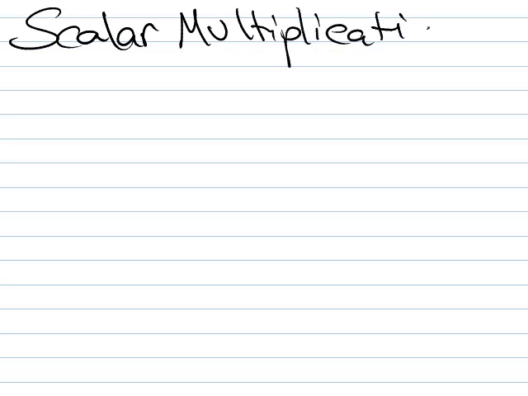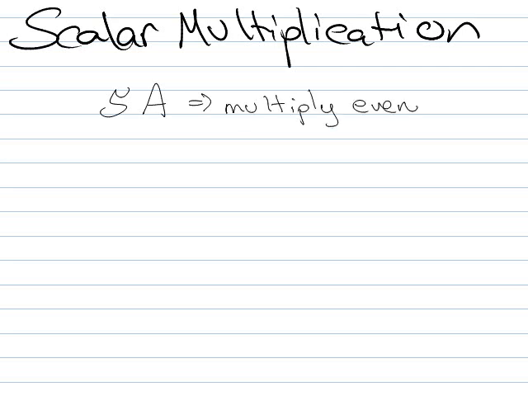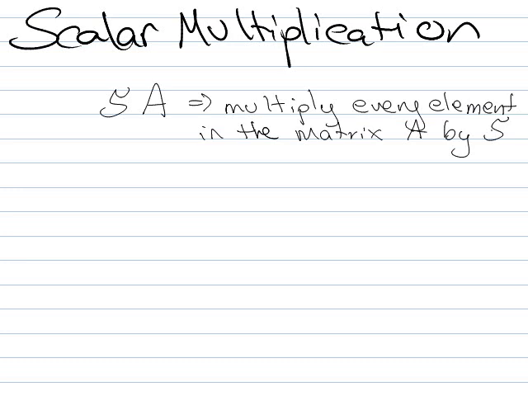Super fun. Now we're going to talk about scalar multiplication of matrices. And by scalar multiplication, I just mean if I have a number out front. So like if I have 5 times a matrix, like this. If you have 5 times a matrix, that means multiply every element in the matrix A by 5.